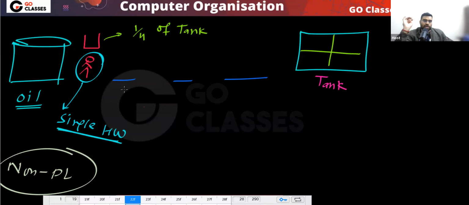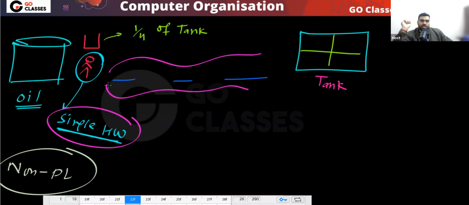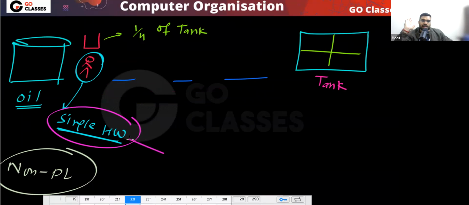You are not dividing your hardware. Now, because this is a single hardware, it will do one work first, then it will do the second work, then the third work. Do you agree? Yes or no? Because you have a single hardware, it will do one work at a time.